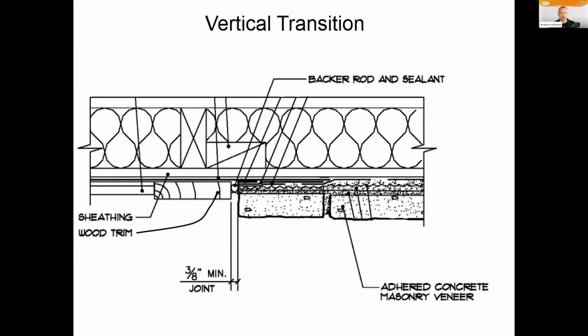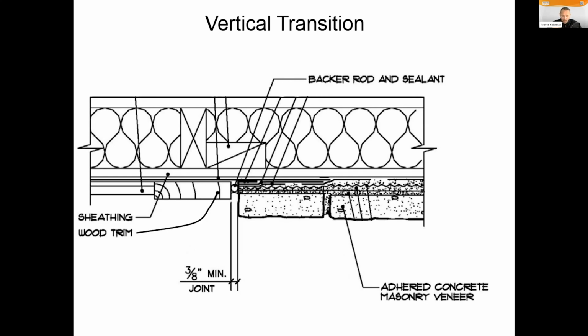If you have vertical transitions, if you've got stone veneer and then you've got, say, a window, how do you seal that gap? You need to caulk it. You need to start with backer rod. You need a big, thick bead of caulk. You can't just bring them right to each other and then caulk over that.